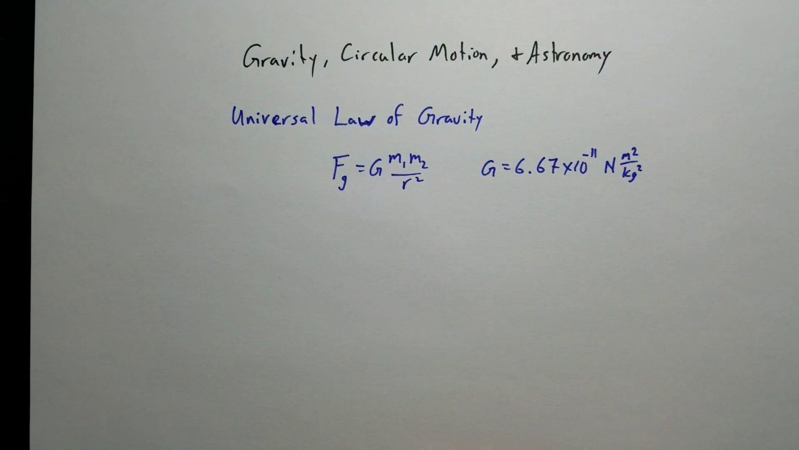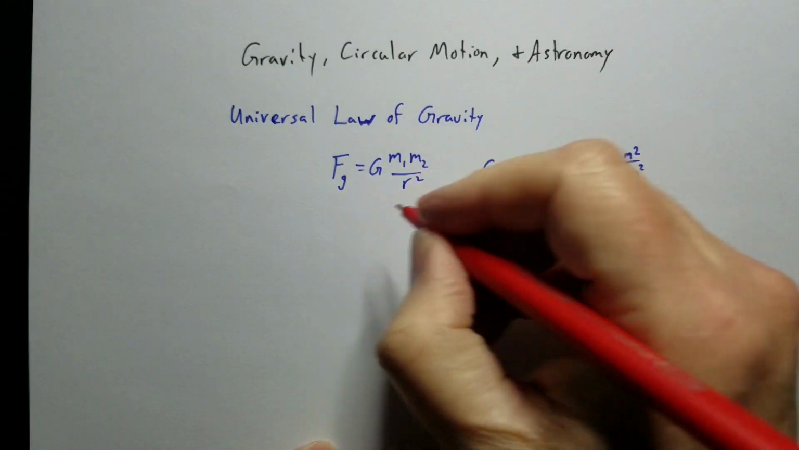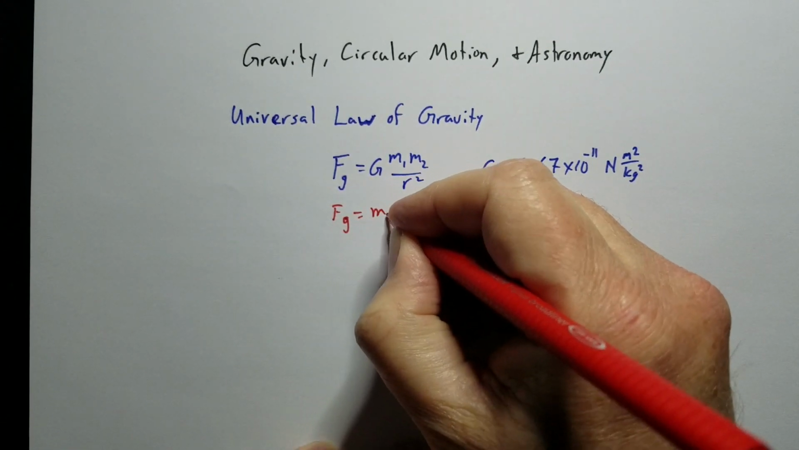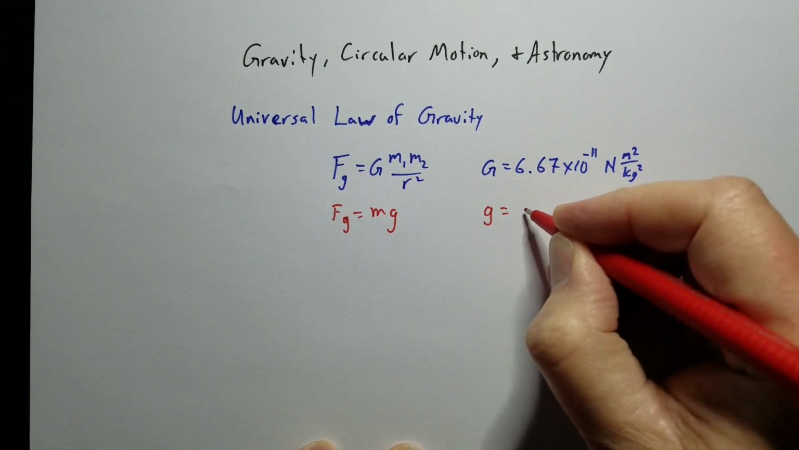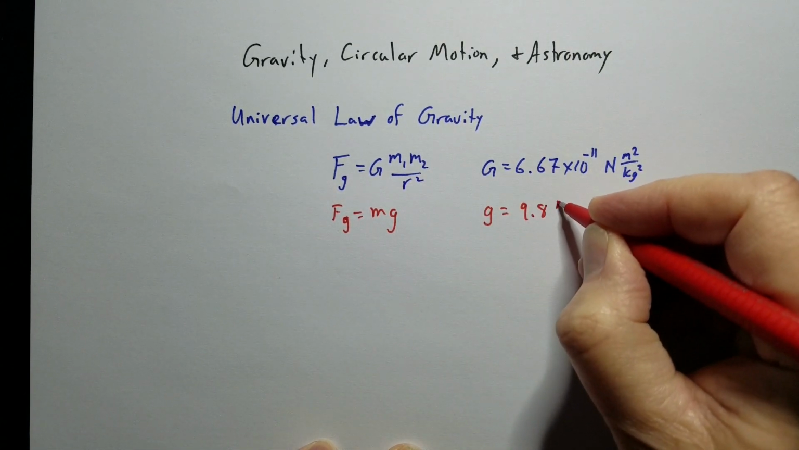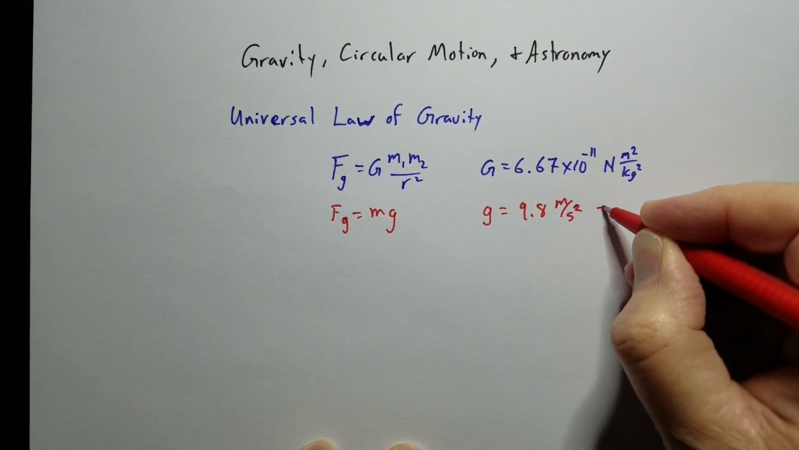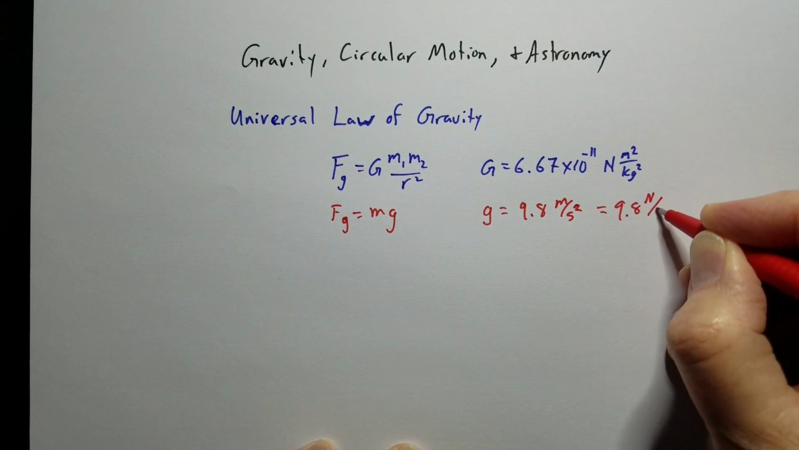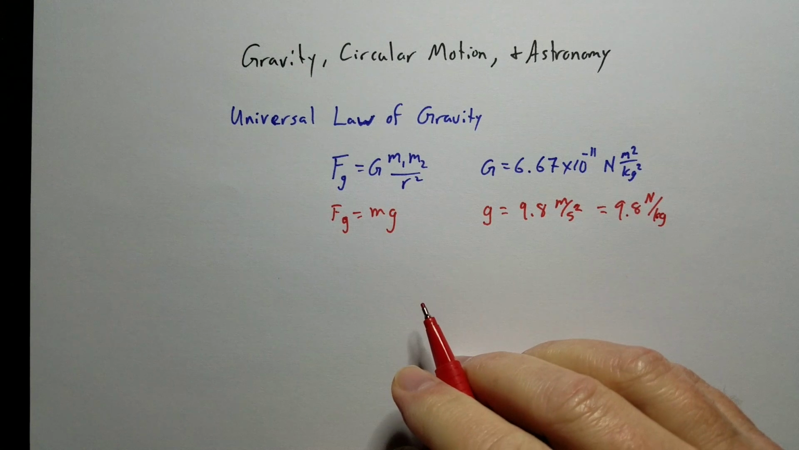But I want to relate it to something. So, when we normally talk about weight on the Earth, we have a tendency to use this equation, Fg equals mg, where g is the acceleration due to gravity on the Earth, which is 9.8 meters per second squared, or sometimes people will put it as 9.8 newtons per kilogram. Either way works fine.